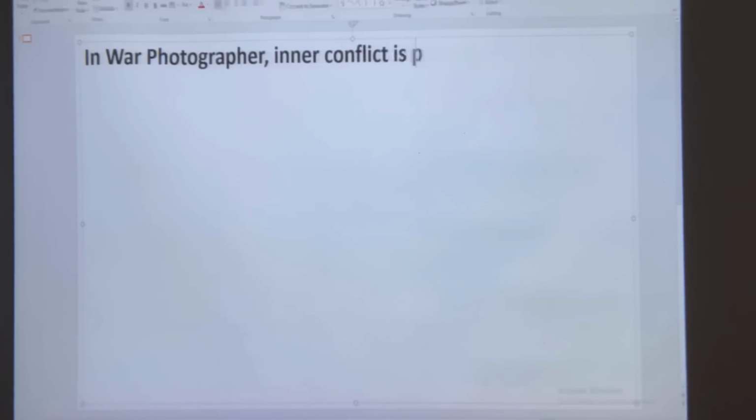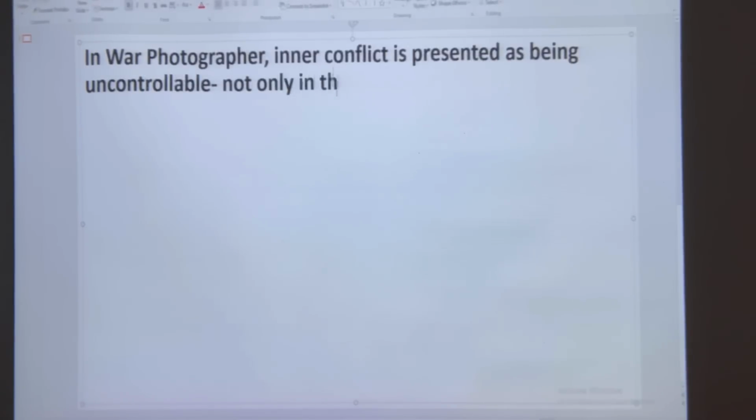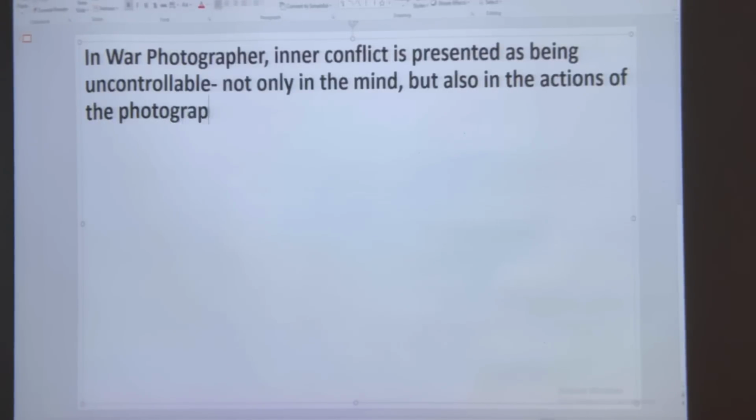Hey guys, so we begin with poem A, and poem A was the poem War Photographer. So we begin by saying the following. In War Photographer, inner conflict is presented as being not only in the mind but also in the actions of the photographer. This is our point complete.